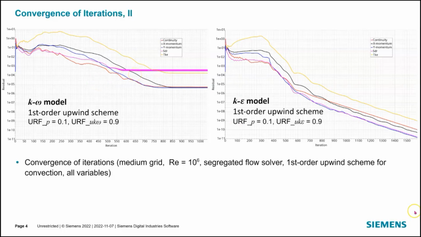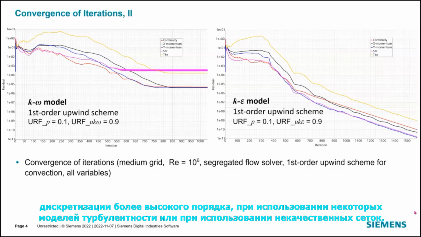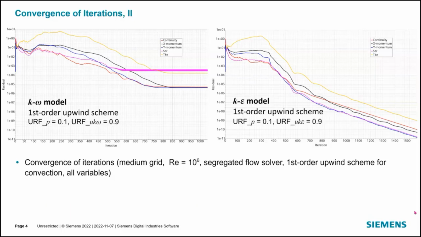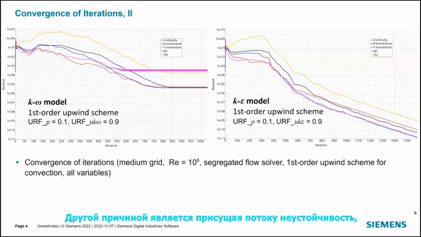This can happen when using a high-order discretization with some turbulence models or on poor quality grids. Another cause is the inherent unsteadiness of the flow, like the tendency to create vortex shedding, the instability of the flow separation on a smooth surface, etc. Switching to a transient simulation mode helps in those situations.